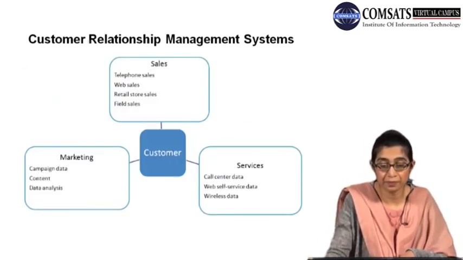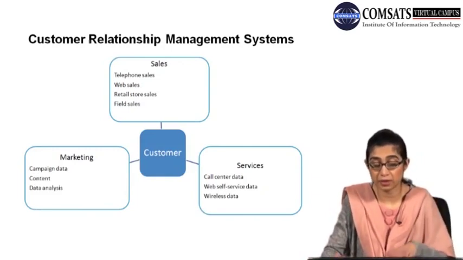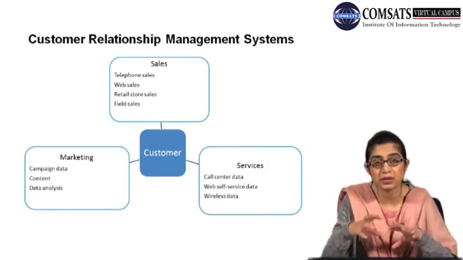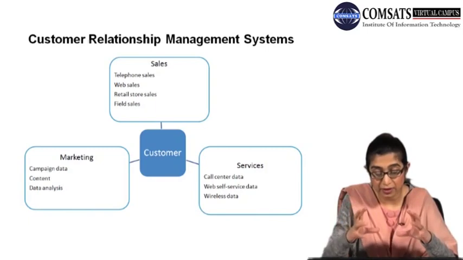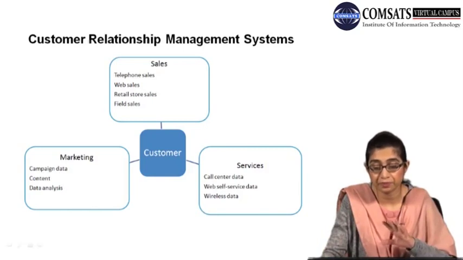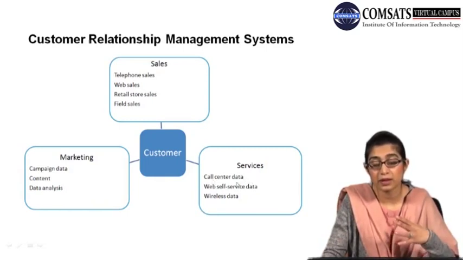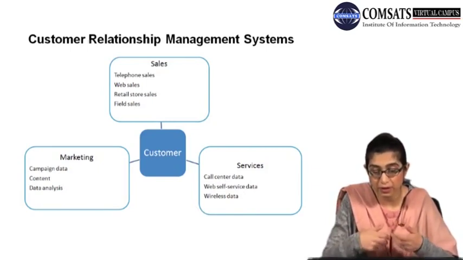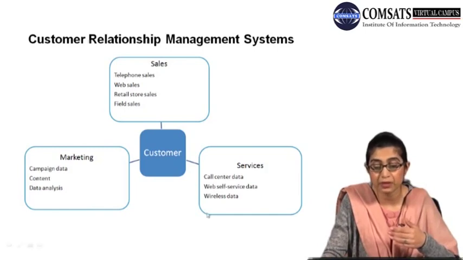Right, let's have a look at the figure. It basically shows how the CRM systems look at the customers from different directions, dimensions. So basically they are gathering data from the customer from different dimensions. For example here, when we talk about customer service, they are interacting with the customer, and they are taking the data from the call centers, the web service data is being collected, and also if the customers are connected to any kind of wireless device, then the wireless data is also collected.